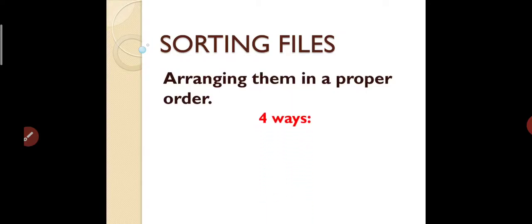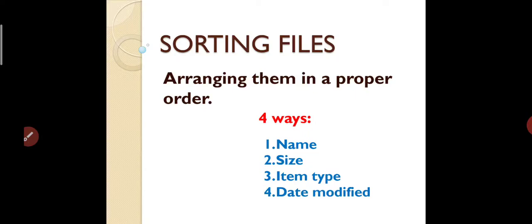In computer, files can be arranged in four different ways. One is by their name, second by their size, the third by item type, and the fourth one date modified, not data modified, date modified. What does each one mean?